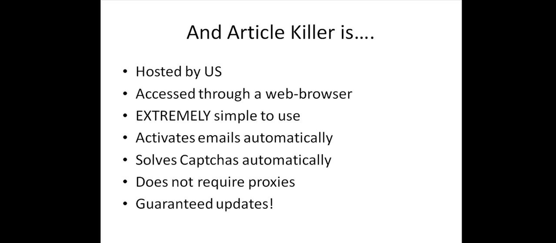And it's so easy to use that if you can use your email, you're going to be able to use Article Killer. It's extremely simple. It activates emails automatically and it solves captchas automatically. You don't have to worry about proxies or anything like that because we take care of it all for you. And you're guaranteed updates because it's a subscription service, so it's always going to work. And you're always going to get new posters because we want to keep you as clients.